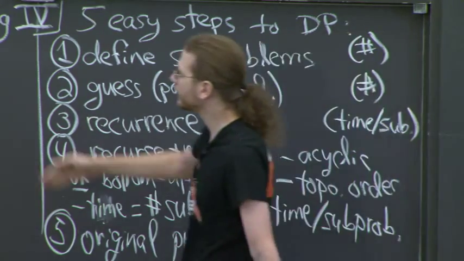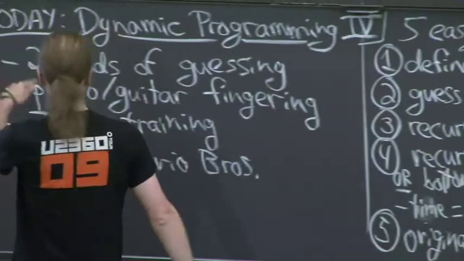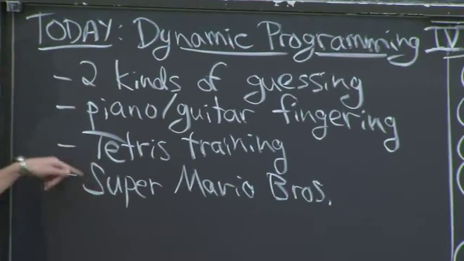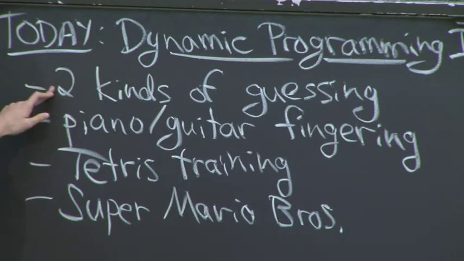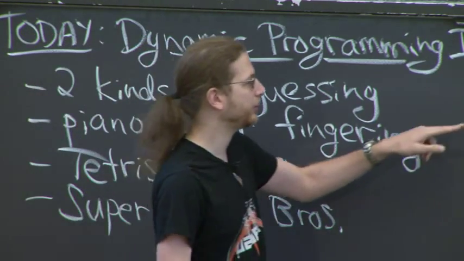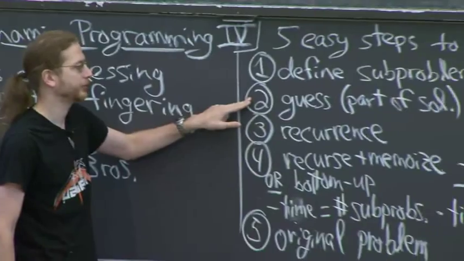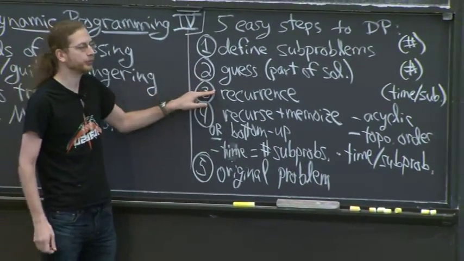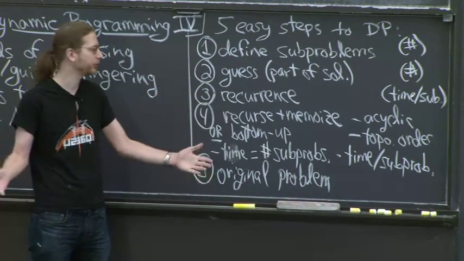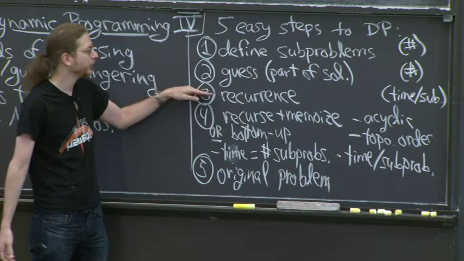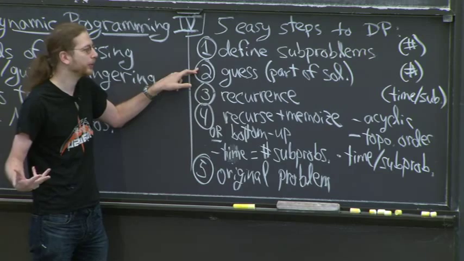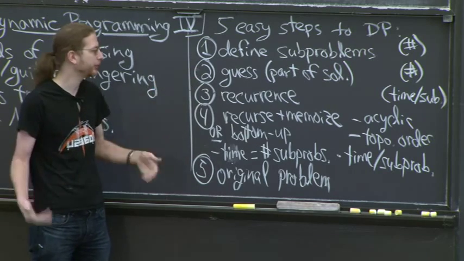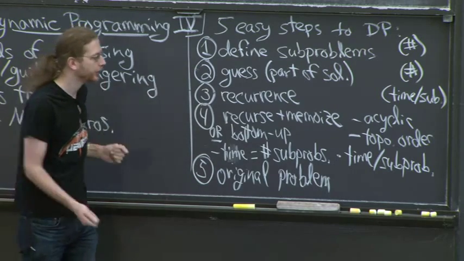And we have one new concept today that all of these examples will illustrate, which is a kind of second kind of guessing. We've talked about guessing in part 2 here, which is sort of the obvious thing. In the recurrence, we usually take a min of a bunch of options or a max of a bunch of options. And those options correspond to a guessed feature. We don't know whether to go left or go right, so we try them both. That's guessing. But there's another way to guess.